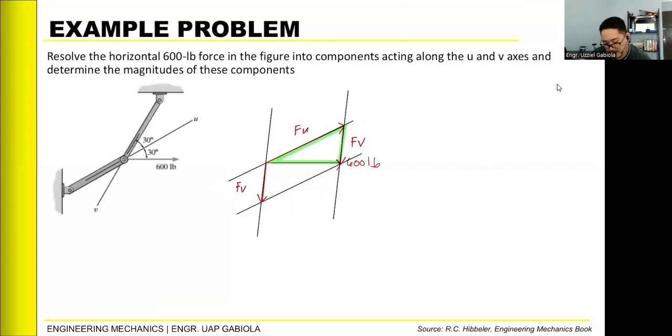Okay? And kung may triangle tayo, we can use yung ating sine law and cosine law, no? Eh, ano ba yung mga angle natin? May angle tayo dito. Ito yung angle natin. Meron siyang 30 degrees dito. Meron pa siyang 30 degrees dito. Okay? So, ibig sabihin, ano? This angle is also 30 degrees, no?